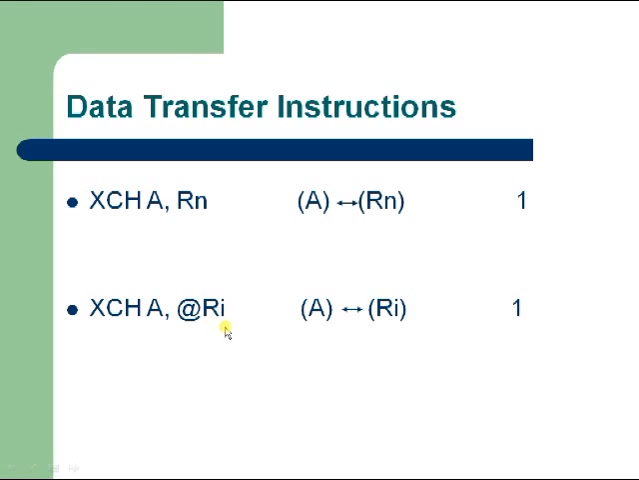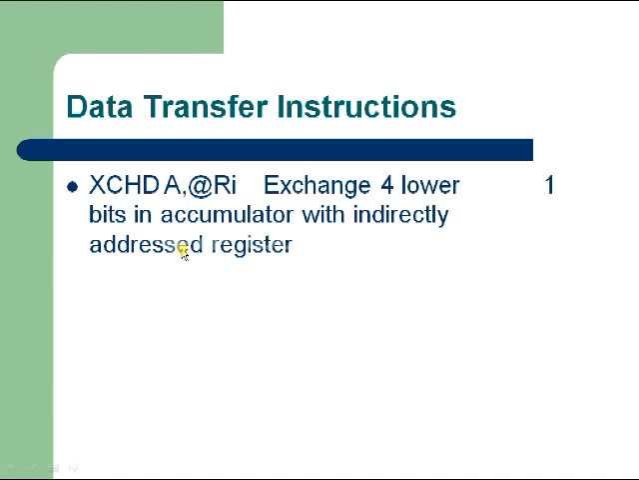Okay, value at Ri in the sense Ri internally contains an address. Now whatever value is present in that address will be exchanged with A. And XCHD A, @Ri is going to exchange only the 4 bits in the accumulator with the indirectly addressed register. Only the 4 lower bits, that is nothing but the lower nibble, will be exchanged.